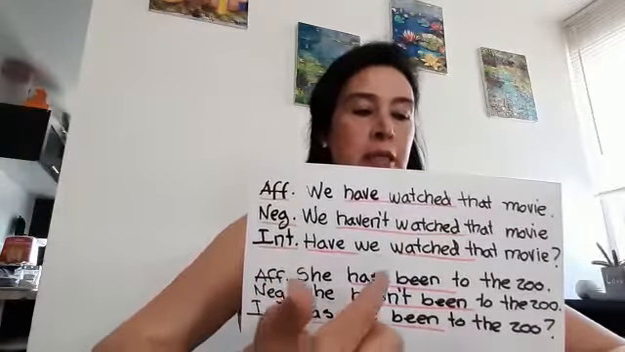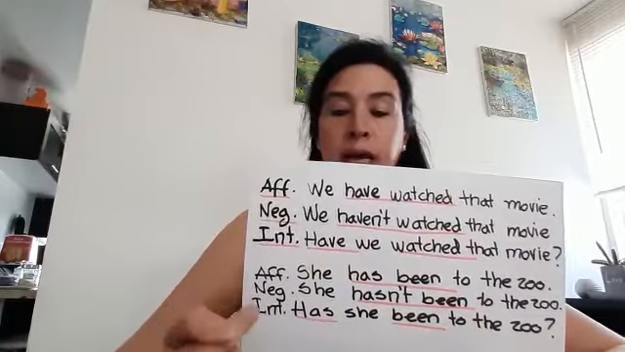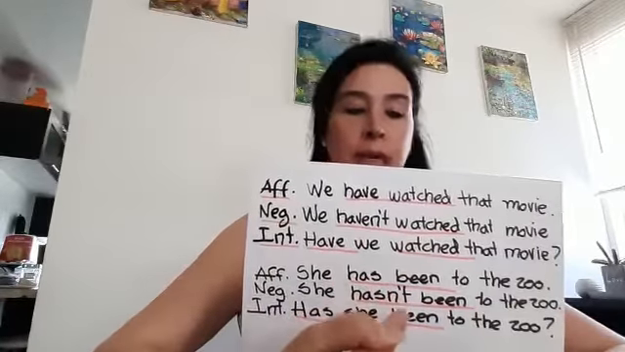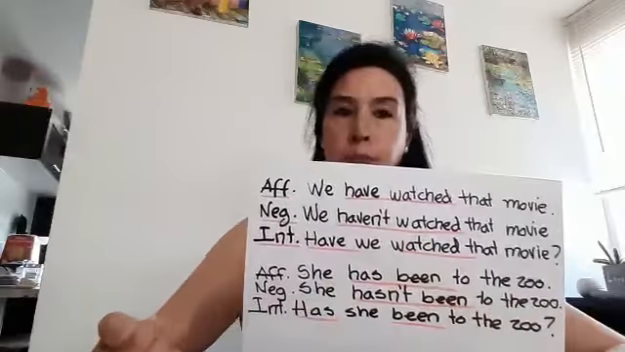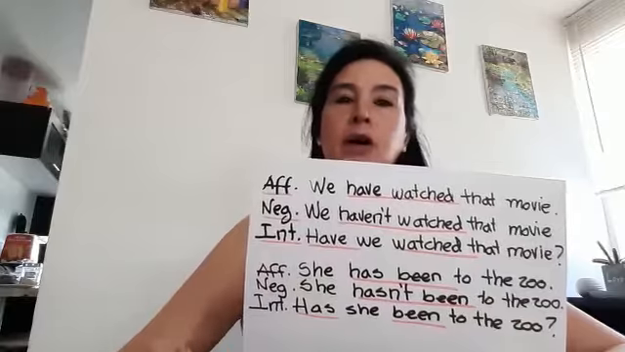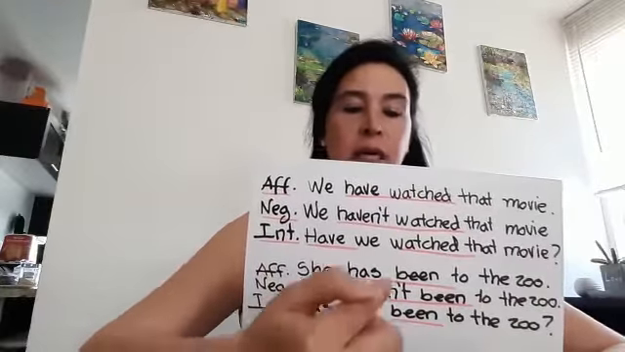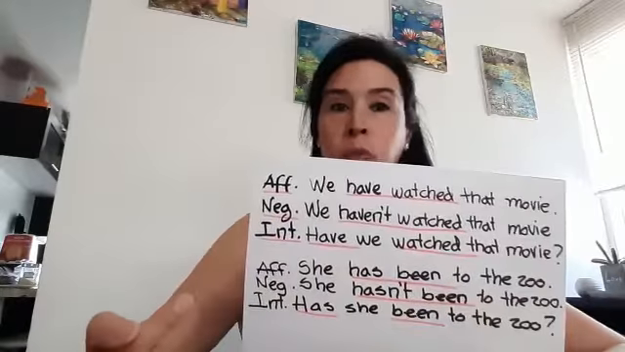She has been to the zoo. Negative. She hasn't been to the zoo. And the interrogative, remember, we change the order of the subject and the auxiliary, in this case. Has she been to the zoo?